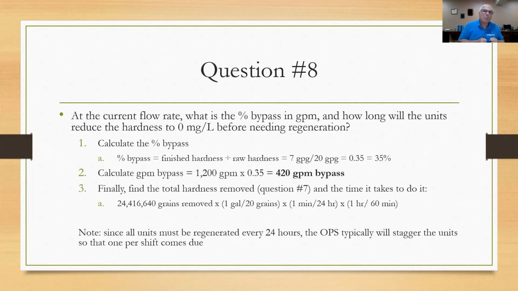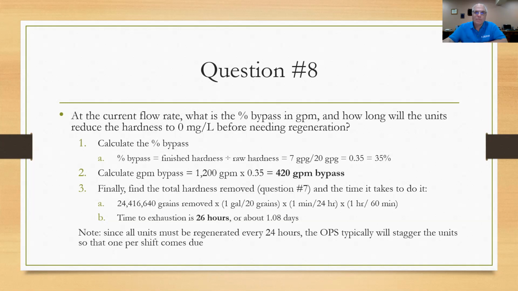Well, I've got over 24 million grains of capacity. I'm removing 20 grains each time. I'm going to convert that and come out with an exhaustion rate of about 26 hours or a little over a day. And now that makes sense. So if you have 3 softeners and they run for over 24 hours, it's a simple matter of the operators staggering these so that one came due every 8 hours. And that's how they ran their treatment.